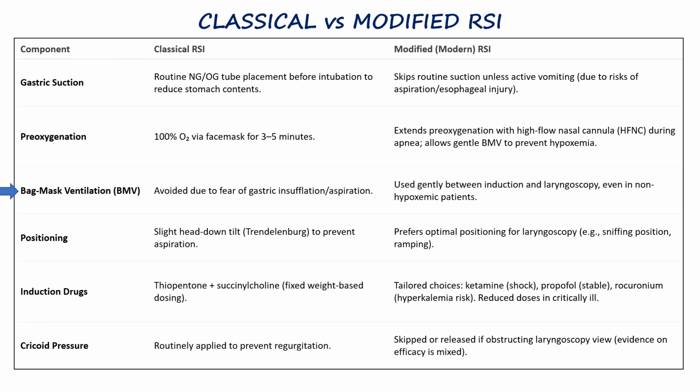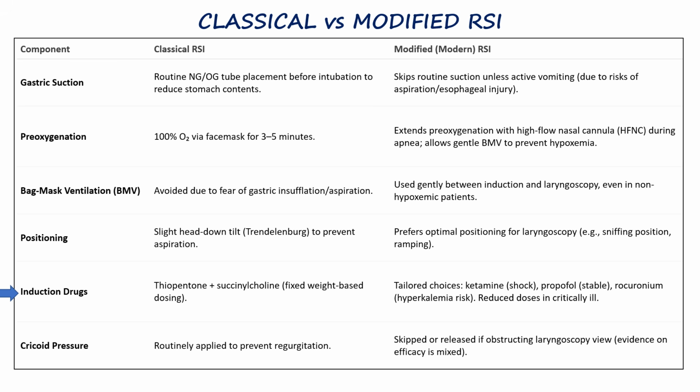not initially hypoxemic. In terms of positioning, classical RSI sometimes employs a slight head-down tilt to theoretically prevent gastric contents from reaching the airway, but modified RSI prefers a position which improves laryngoscopy. When it comes to induction drugs, classical RSI relies on thiopentone and succinylcholine for fast paralysis and intubation, while modern RSI adjusts choices based on patient stability, for example, using ketamine for shock, propofol for a stable patient, and rocuronium as an alternative to succinylcholine when hyperkalemia is a concern.